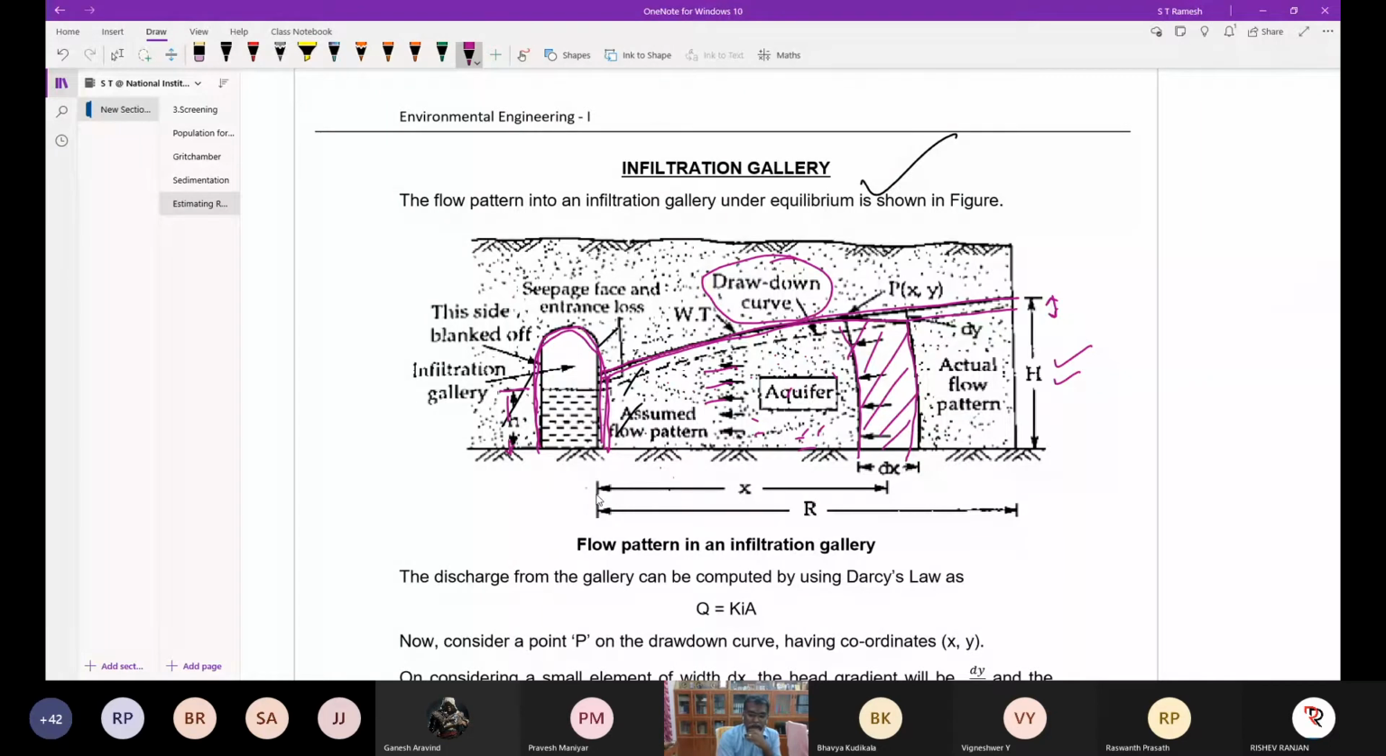Then I'm considering a small stretch of aquifer with the dimensions of dx, which is at a distance x from the infiltration gallery. These are things you can remember. Is it okay? Is it fine? Yes, sir. R is equal to the radius of influence. That I'll come back to later. Okay, R is equal to radius of influence.